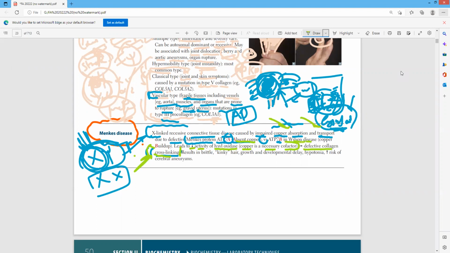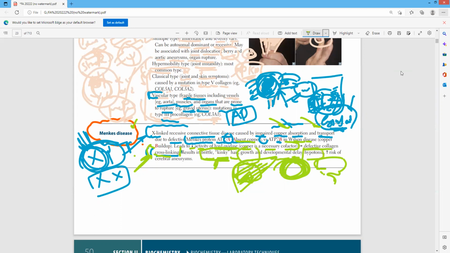Unlike here, in Wilson disease it cannot be secreted, and we will see that it will accumulate in the liver, in the eye, specifically at the outer rim of the cornea, and in the brain, and we will see that in the GIT. So don't memorize that now. I just want you to know that it will result in brittle or kinky hair, and this is very pathognomonic for Menkes disease. It will cause growth and developmental delay.